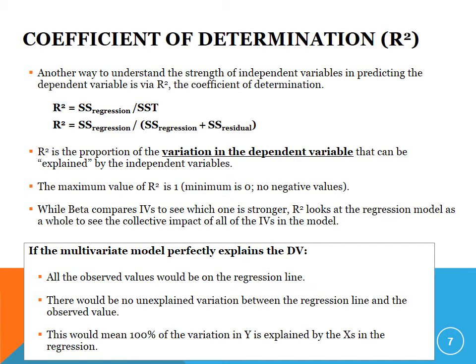Okay, so all of the observed values would be on the regression line if the multivariate model perfectly explains the dependent variable. What would also happen is that there would be nothing unexplained between the regression line and the observed value. And we're going to look at what that means later. And then also, it would mean that 100% of the variation in y is explained by the different independent variables in the regression. So all of the variables that we've decided to put into our regression model, if it explains perfectly the dependent variable, then our R-squared should be 100%. It should be 1. Okay?